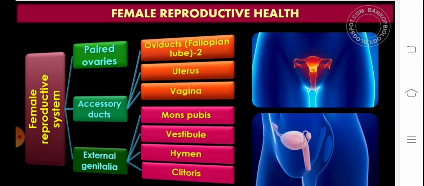So the important parts of the female reproductive system are paired ovaries, accessory ducts, and external genitalia. The accessory ducts involve the oviduct, also called the fallopian tube, uterus, and vagina. And the external genitalia consist of mons pubis, vestibule, hymen, and clitoris.